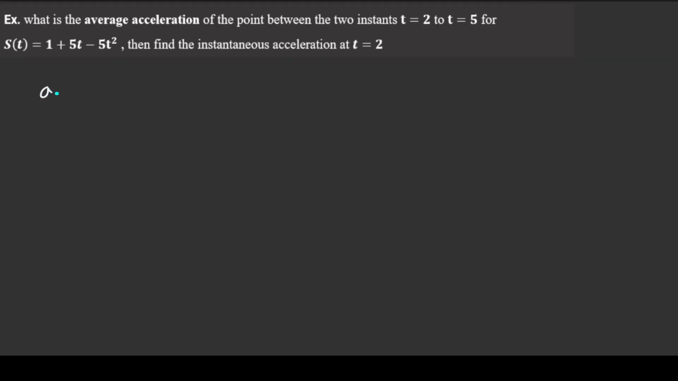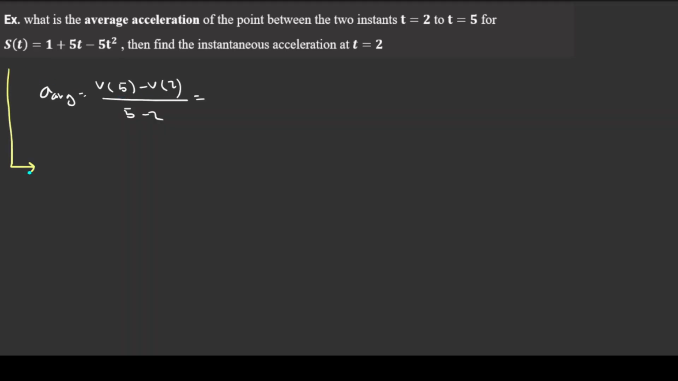A average equals v of t2, which is 5, v of 5 minus v of 2 over 5 minus 2. So we need v of 5 and v of 2, but we have the position function. So first we need to find velocity, and then we will substitute 5 into it, and then 2.